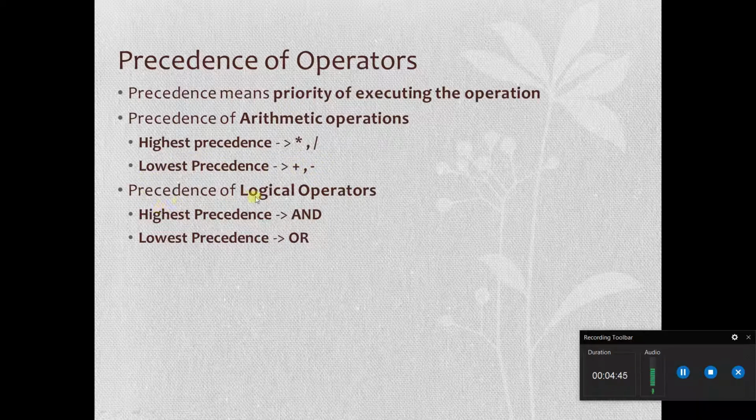Now precedence of logical operators. So in AND and OR, AND has highest priority and OR has lowest priority. So AND is performed first and OR is performed last.